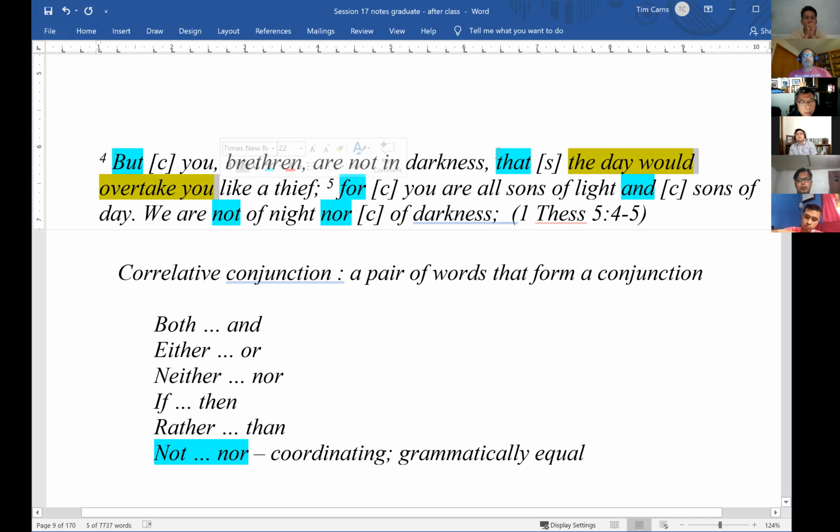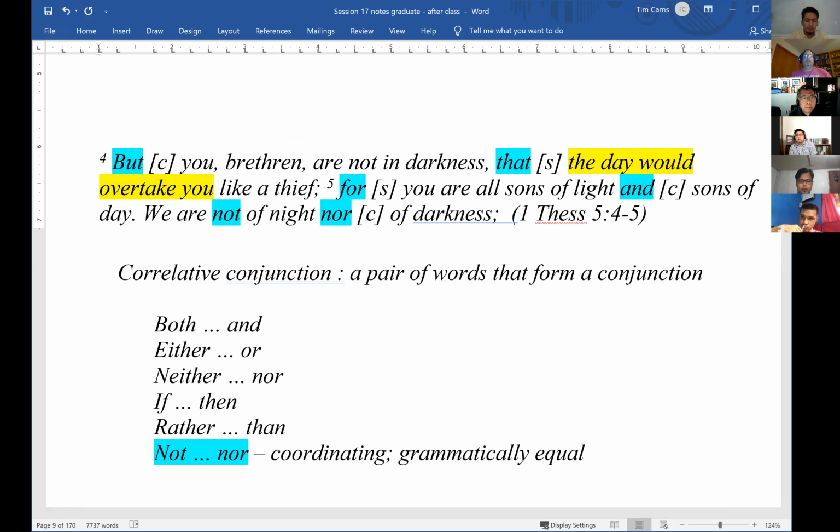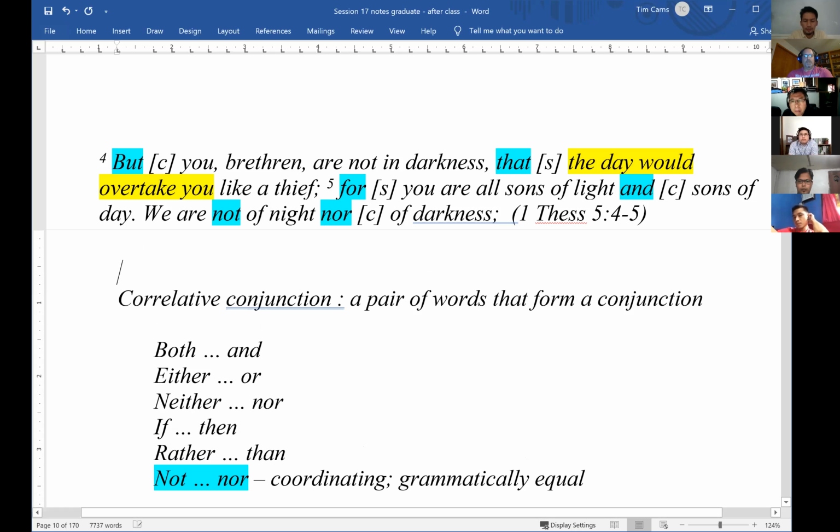Okay, now first, Sir Tim, yeah, the conjunction for in verse 5 is a subordinating. Oh, you're right, my mistake. Yes, thank you. Yeah, it's not an and boy, so it's subordinating. Okay. All right, so a few things we learn here.